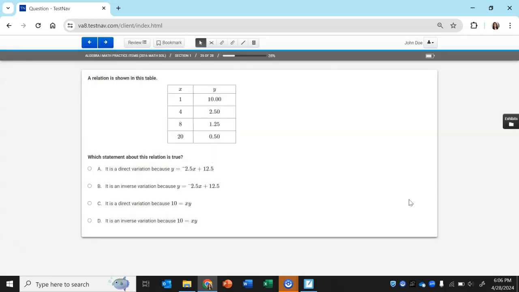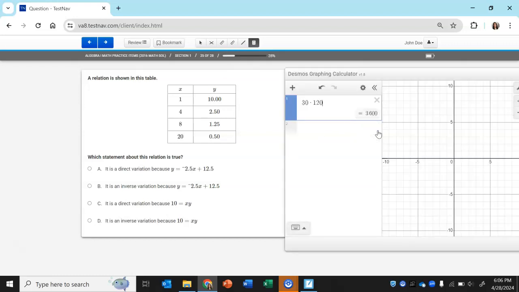The next one, a relation in the table is shown. I've been telling this in class, the moment you see a table, just put it in decimals, and then we'll go from there. So I'll take this and put it in decimals: 1, 4, 8, and then 20. And just type it in. I think we did this problem in class.